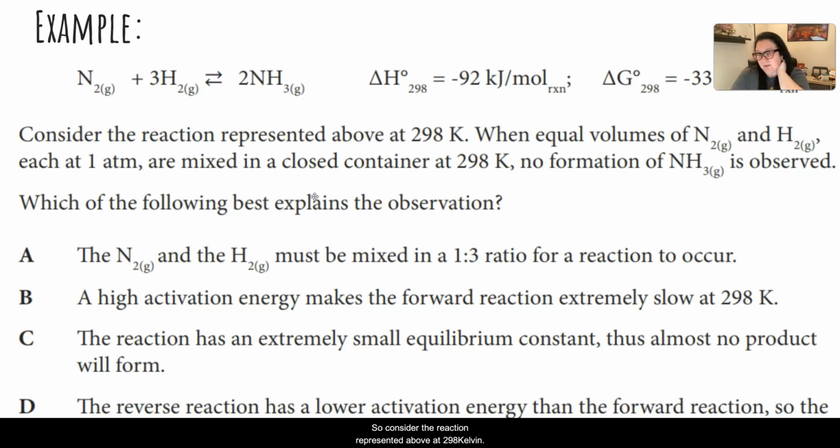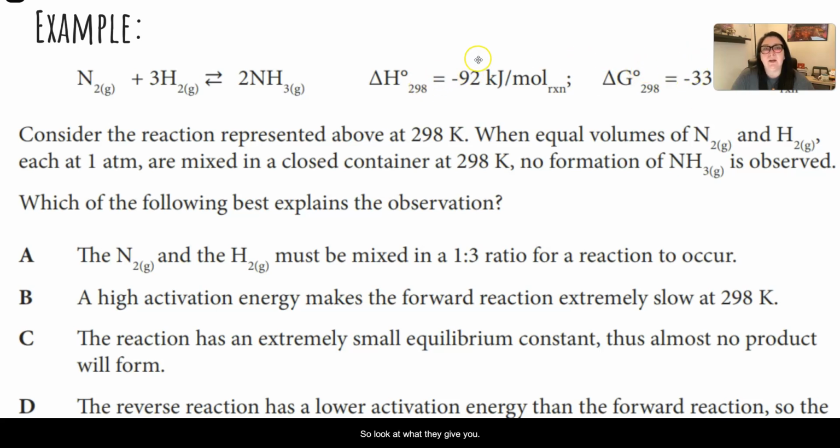So consider the reaction represented above at 298 Kelvin. Please recognize 298 Kelvin is room temperature. It's 25 degrees Celsius. So when equal volumes of N2 and H2, each at 1 atmosphere pressure, are mixed in a closed container at 298 Kelvin, we don't really observe a lot of NH3 being formed. It is exothermic, so that's favorable. Delta G is also negative, that's favorable.